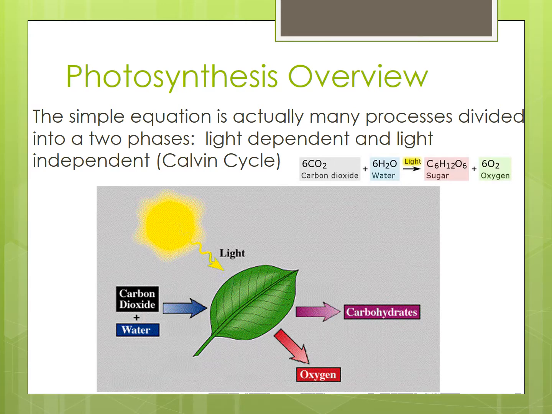Now, that fairly simple equation is going to be broken down into two phases: the light-independent reactions and the light-dependent reactions. The light-dependent reactions are going to, of course, require light. These are known as the photosystems. The light-independent reactions are also known as the Calvin cycle or the Calvin-Benson cycle. They're going to happen whether or not light is present.